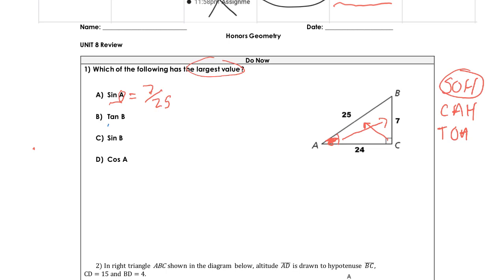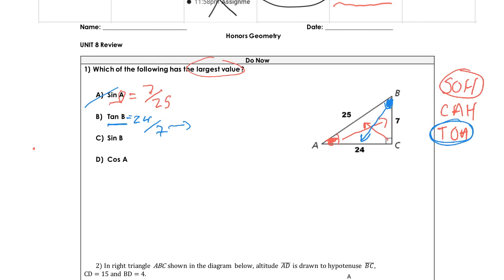Now be careful when we go to tangent of B, I have to switch my reference angle. I'm looking at B now. Tangent is opposite over adjacent. The opposite of B is 24 over the adjacent of B, which is 7. So 24 over 7. And we're looking for the largest value. Right away I see that 24 over 7 is bigger than 7 out of 25, because that is a mixed number, and it's going to be greater than 1 if I put it in my calculator. So I can already cross off A.